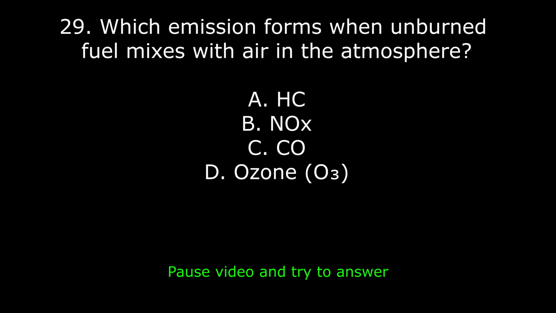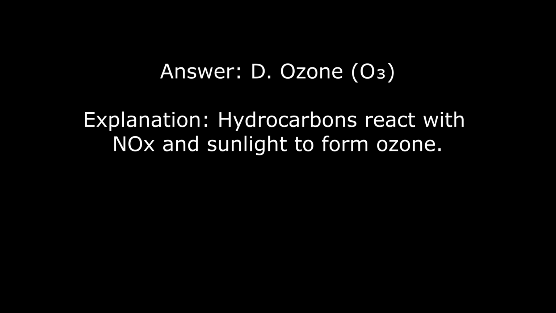30. Which emission forms when unburned fuel mixes with air in the atmosphere? A. HC, B. NOx, C. CO, D. Ozone, O3. Answer: D. Ozone. Explanation: hydrocarbons react with NOx and sunlight to form ozone.